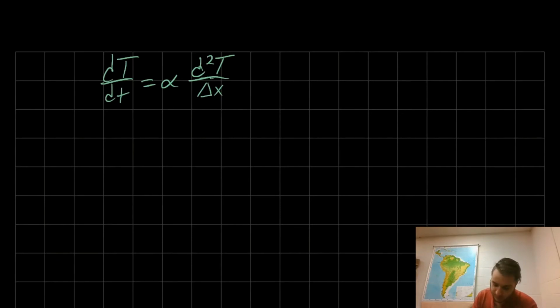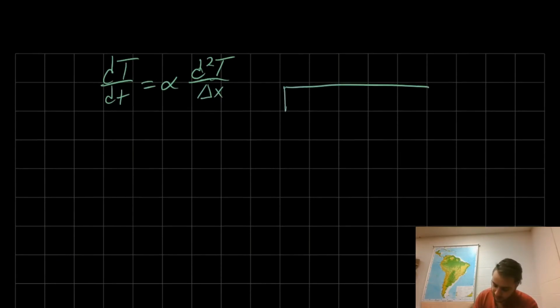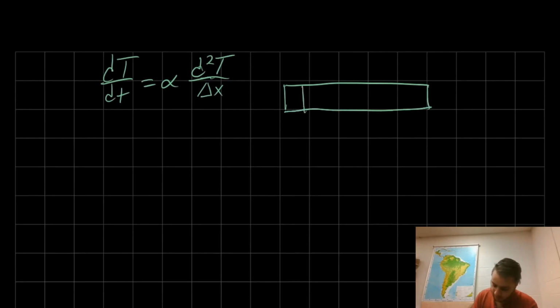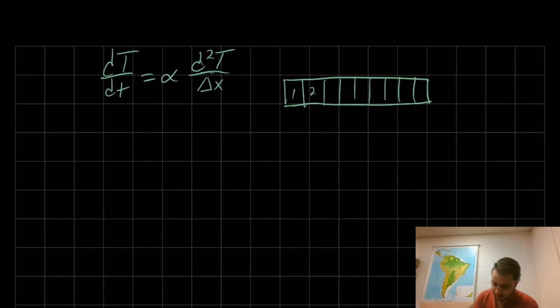So what that means is that we have our bar, right? And we'll split it up into, let's just say, this many parts. So we got 0, 1, 2, 3, 4, 5, 6, 7, 8. So we have 8 segments of this bar, and we want to take the temperature at each of these points, right? And then we'll take it at however many time steps we have, and we'll keep on doing that in an array.